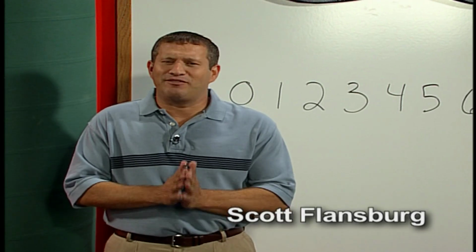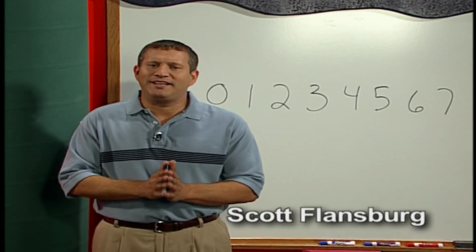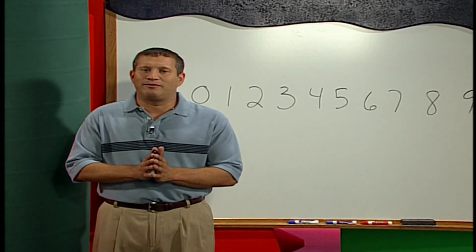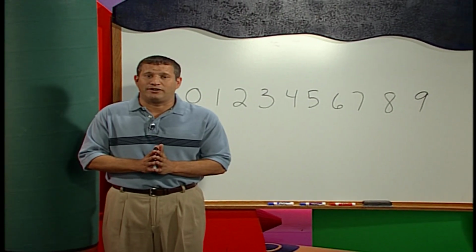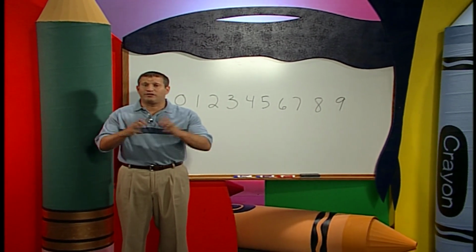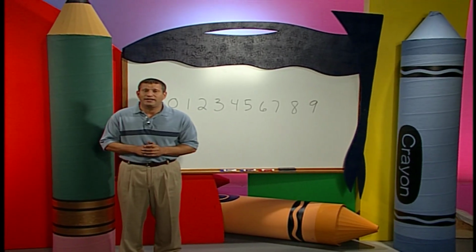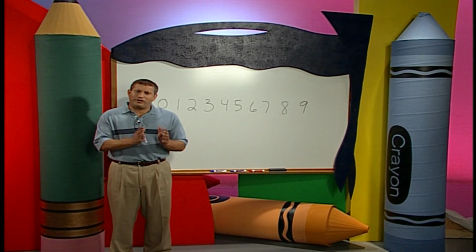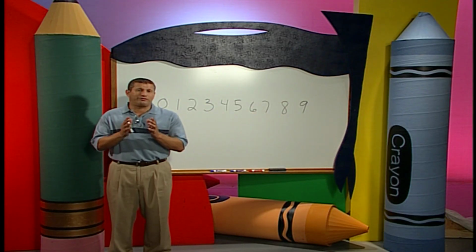Hi, my name is Scott Flansburg, and I'm known as the human calculator. I can do things in my mind faster than a calculator. I can add, subtract, multiply, divide, and do all kinds of different mathematical equations in my head. And it's all because when I was very young, I tried to make numbers fun.